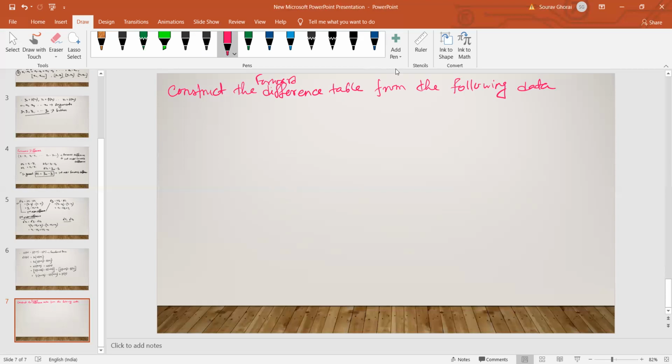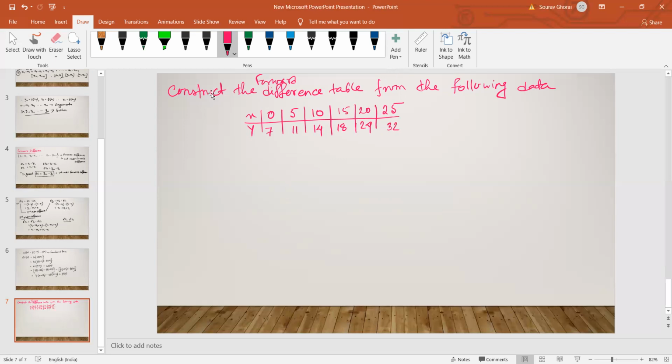So here we write the following data, that is x and y. This is x: 0, 5, 10, 15, 20, 25, and this is y: 7, 11, 14, 18, 24, 32.